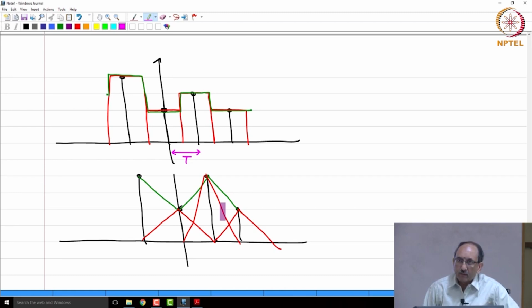So, with this we complete sampling and then we can move to the last part of the course, namely discrete Fourier transform.